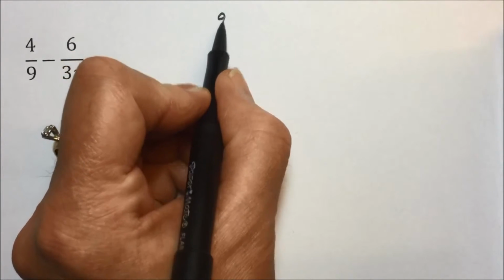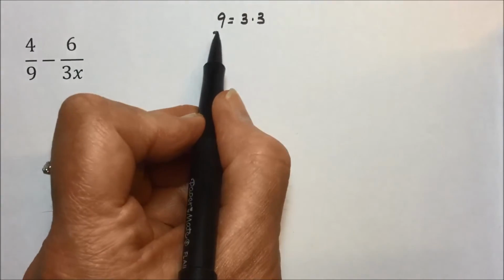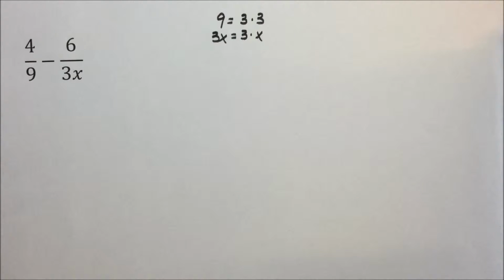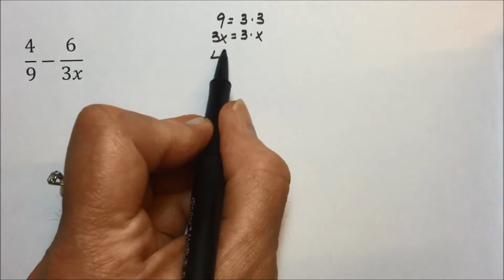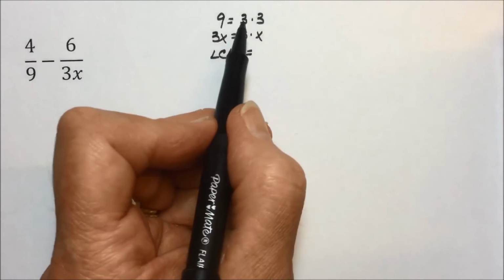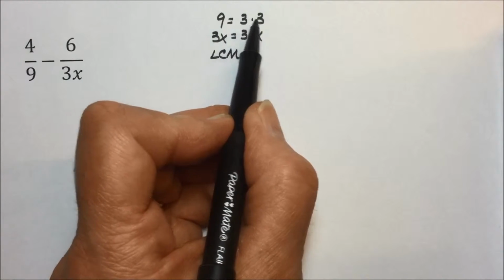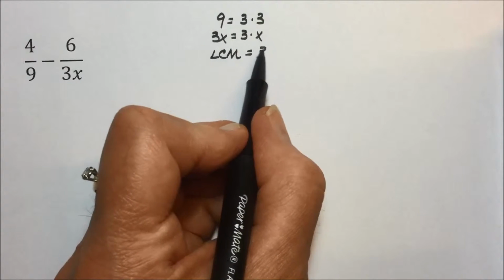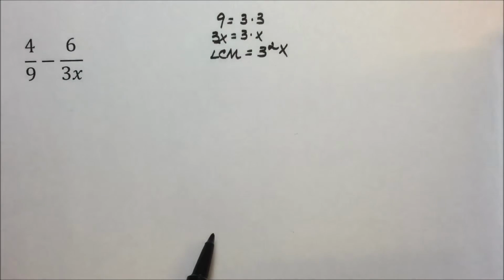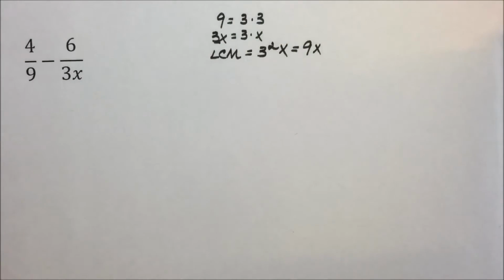We'll do a prime factorization on the first denominator. 9 breaks down into 3 times 3. The second denominator, 3x, is already factored. Our least common multiple, which we're going to use as our common denominator, has to have each factor to the highest power found in any one of the denominators. We need a 3 to the second power, and since the second denominator has an x, our least common multiple will have to have an x. When we simplify, our least common multiple is 9x.